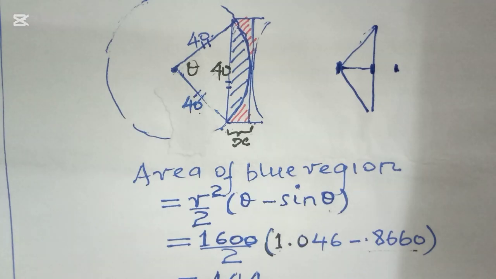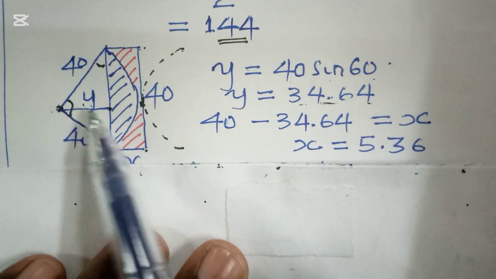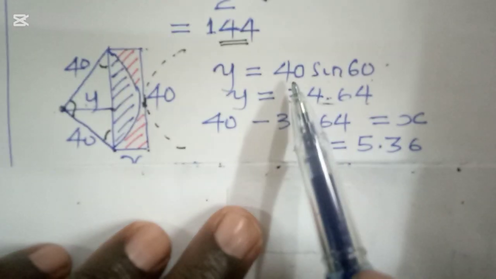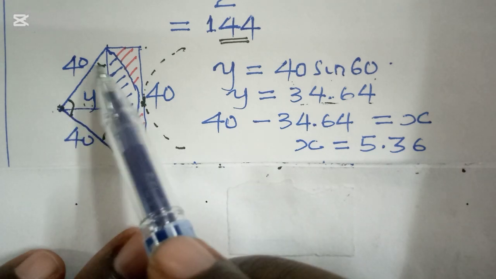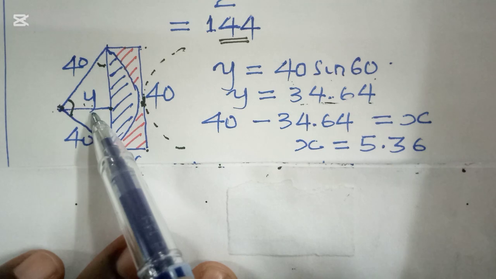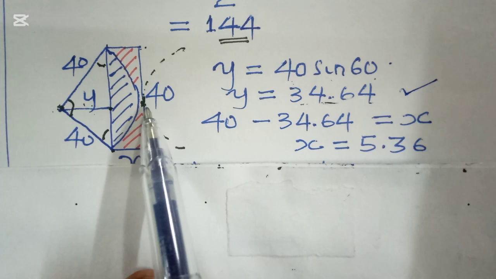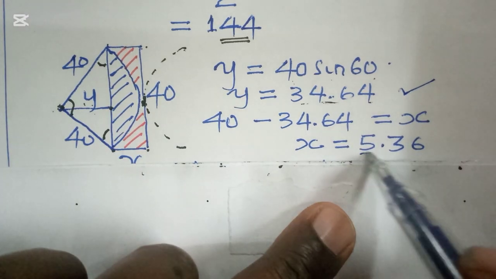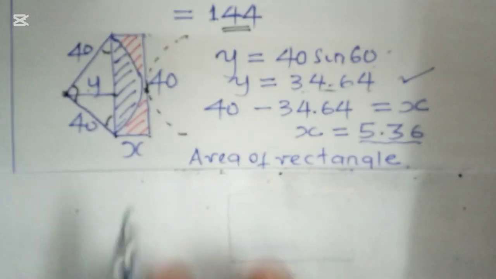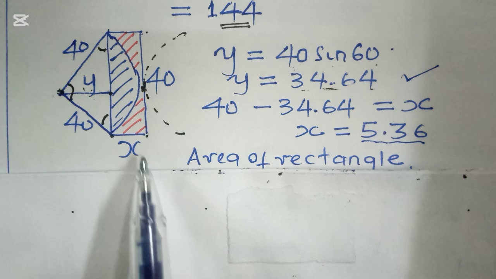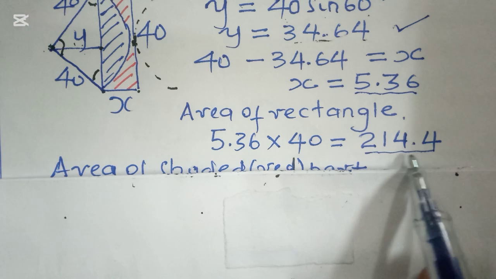And that one, guys, we do it this way. So the y, which is now the height of that triangle, is given by 40 sine 60. Remember, since it's an equilateral triangle, we have 60 here, and we have the 40 hypotenuse. The opposite is what we have y. So our y comes to that. Once we get our y, we can now take away from 40. And that one now comes to 5.36. And therefore our rectangle here, the side x is supposed to be 5.36. Now we multiply by 40. So when we multiply by that 40, we get 214.4.